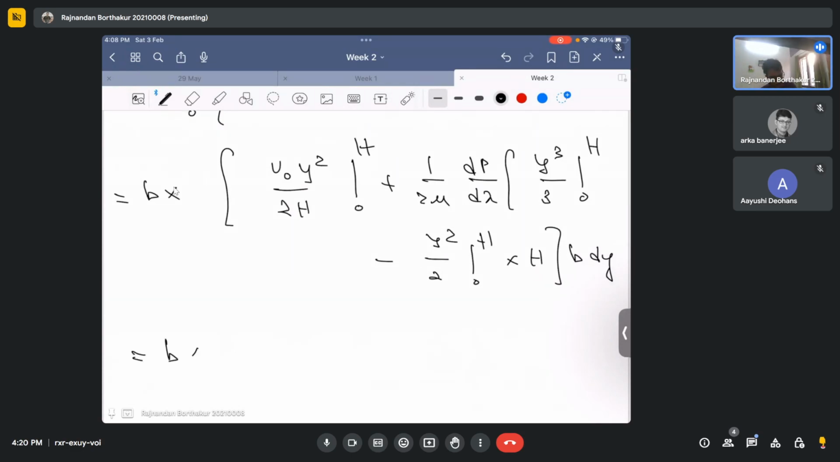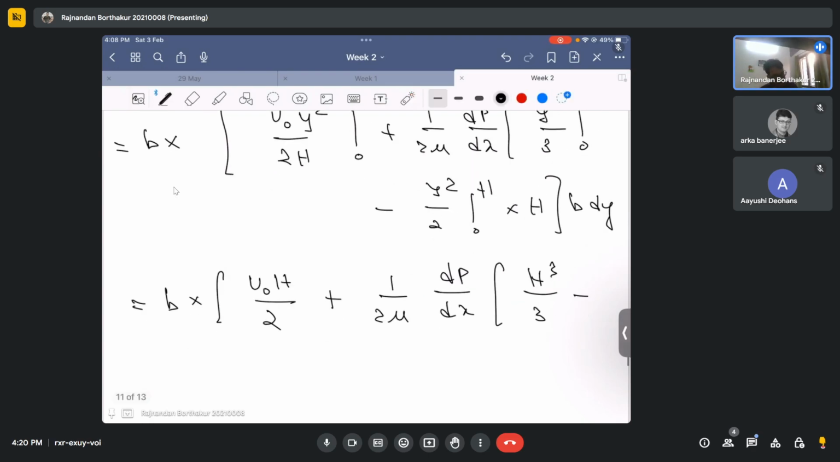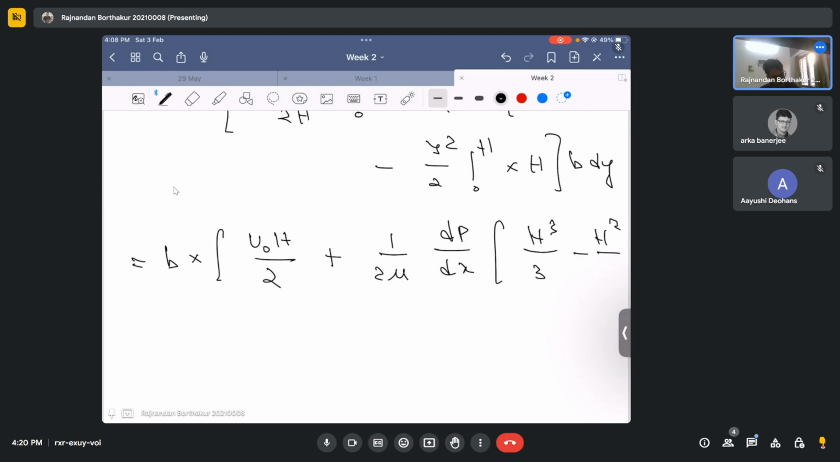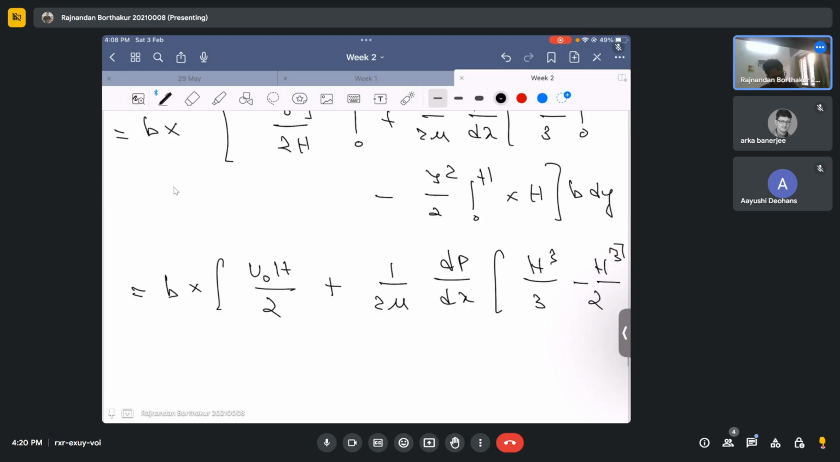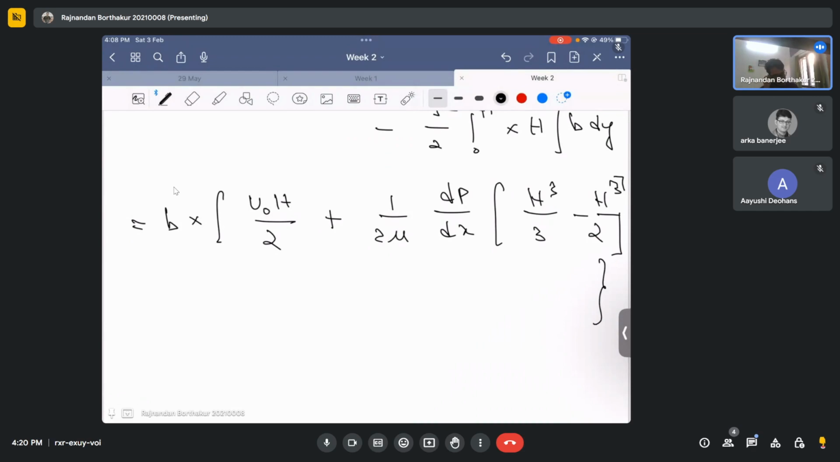So then let's do this. This term would eventually simplify to u naught times h by 2 maybe, plus this term would be 1 by 2 mu, h cubed by 3 to be precise. This would be 1 by 2 mu dp dx times h cubed by 3, minus this term would give us h cubed by 2, I think. Yeah, it would give us h cubed by 2. Okay? And of course there is this bracket.